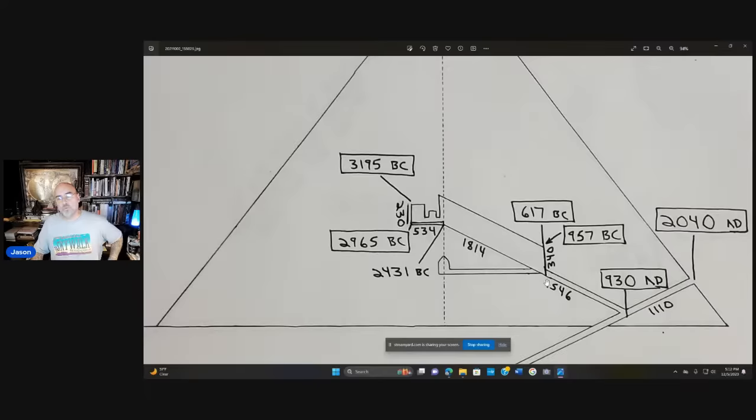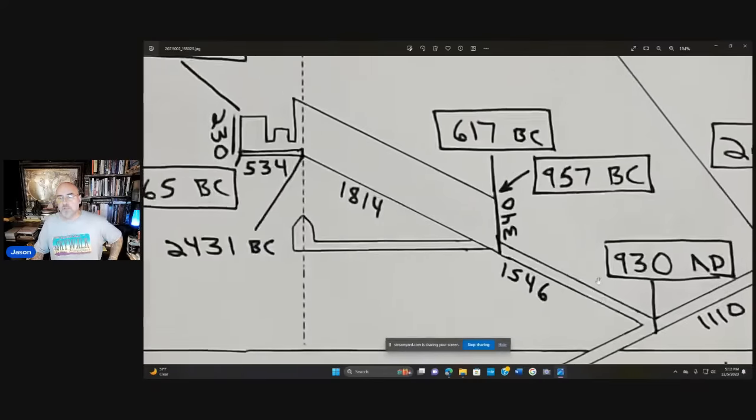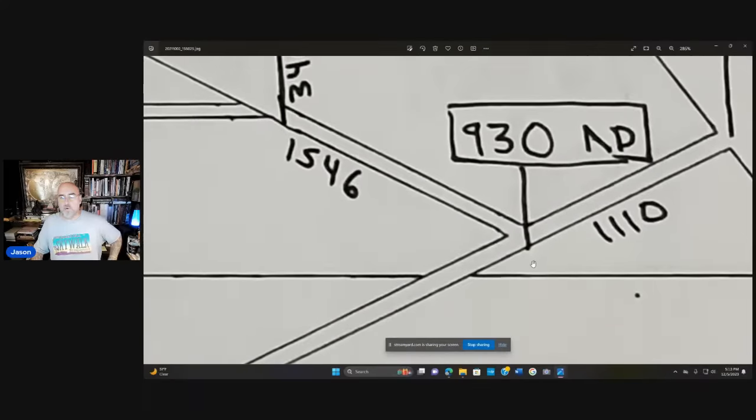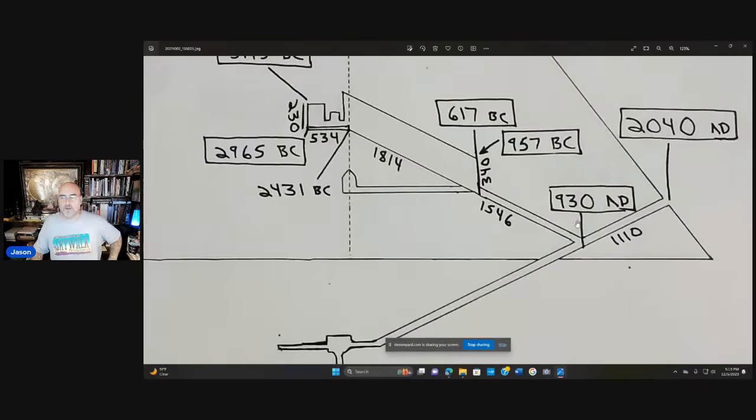1,546 inches, which completes the 3,360 inches to the end, gives us 930 AD or 930.5 AD. It's right here. That's very interesting. You'll have to look in Chronicon to see what happened in 930 AD, but 1,110 inches to the exit of the pyramid, the floor exit right here, gives us 2040. I didn't make this up, and I didn't measure any of this. It's all right here.